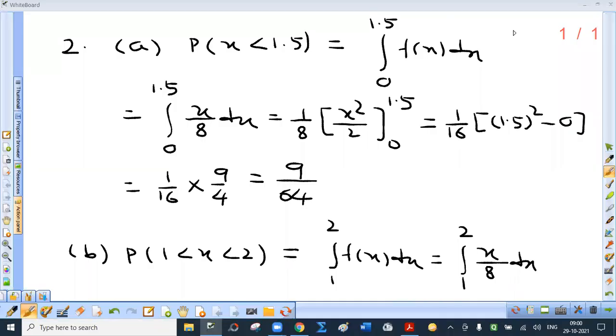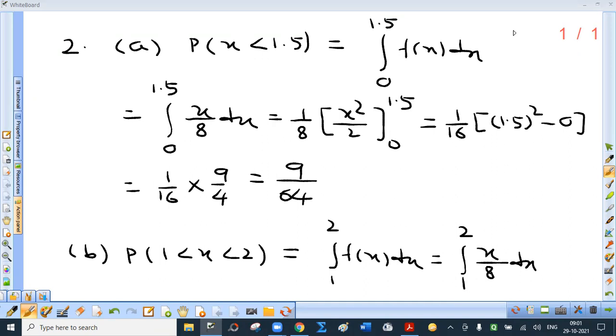Second, the following is the probability density function of a random variable x. f of x is x upon 8 for 0 less than x less than 4, and f of x equal to 0 otherwise. So from minus infinity to 0 and from 4 to infinity, f of x equal to 0. That is why we have to just consider the integral 0 to 4. What is asked? Part A, P of x less than 1.5.